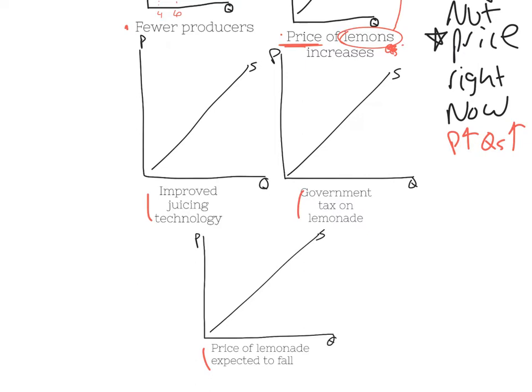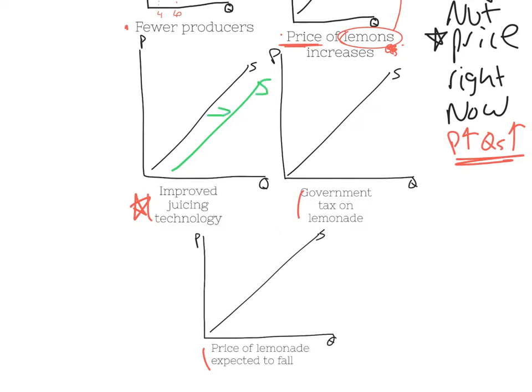Okay, let's see. So we have 3 more outside factors. Remember, they are not changes in prices and quantity supplied. They're a change in supply, change in the whole supply curve. And so improved juicing technology, hopefully we guessed that this would increase supply, and an increased supply would look like that. And we would have our new supply curve move to the right.